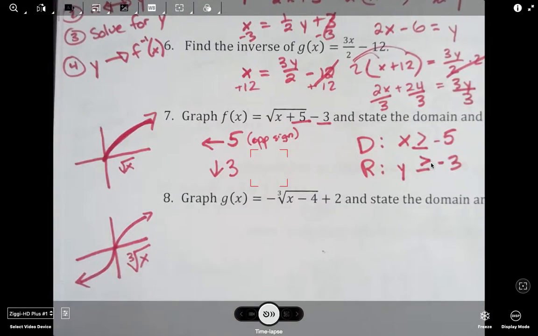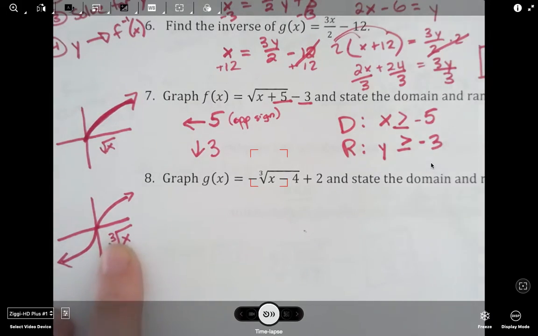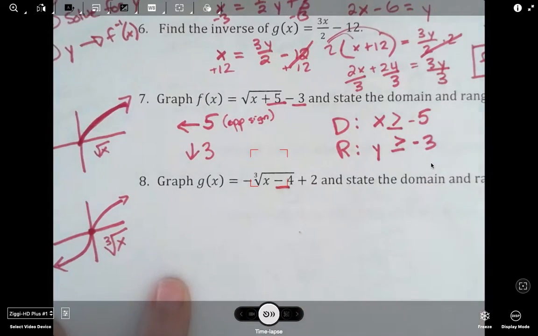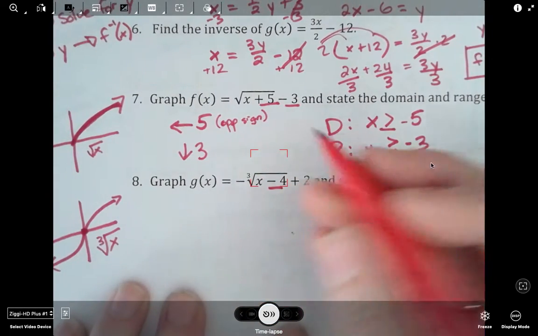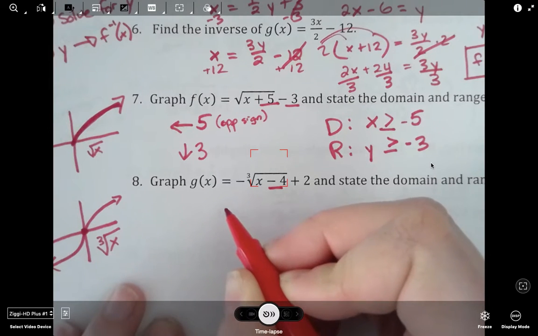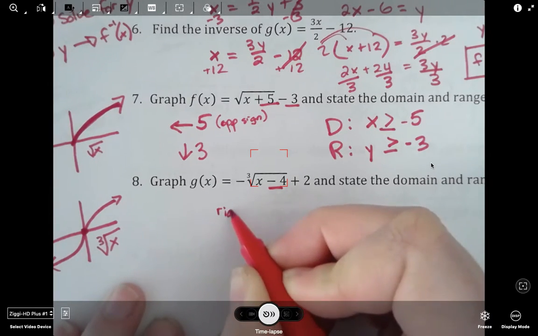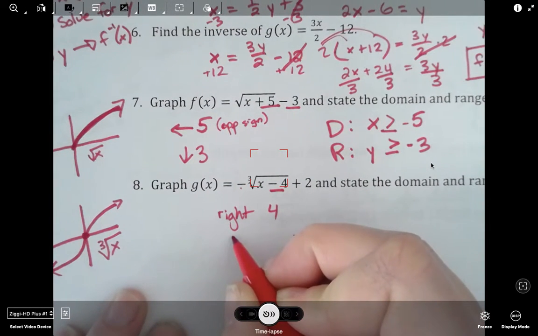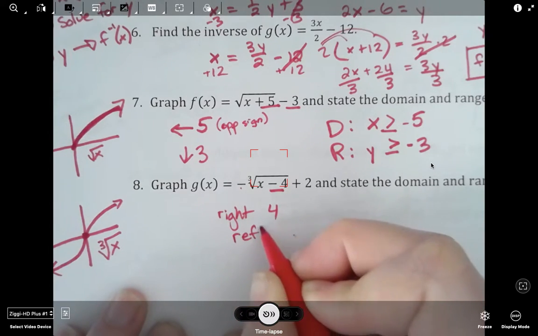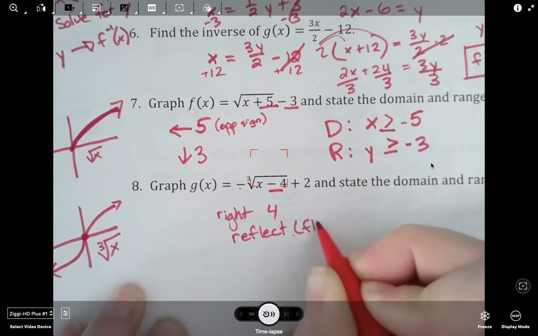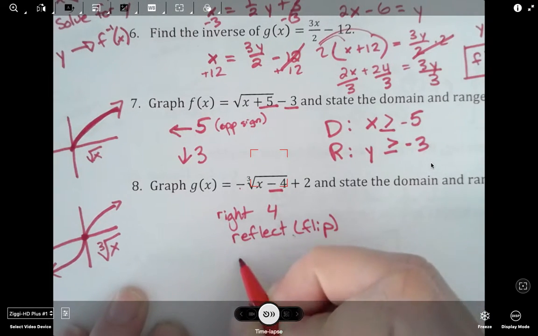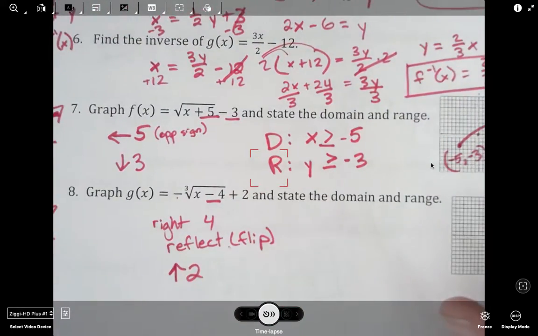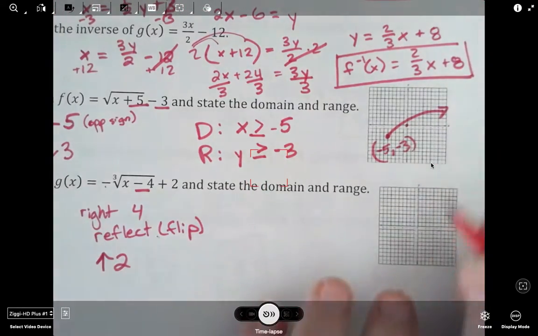We've got 3 things going on here. This is what the cubic root looks like, and here's the starting point at 0, 0. What does the negative 4 do? It goes to the right 4. What does the negative do? It reflects it, or flips it. And the 2? Up 2.